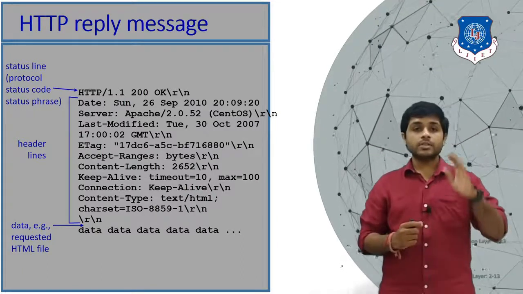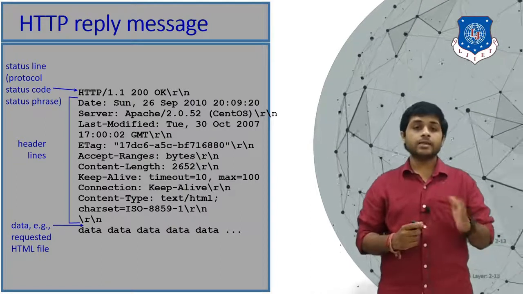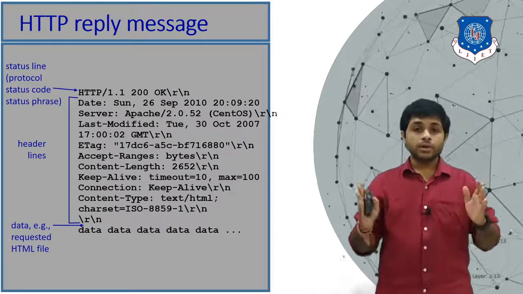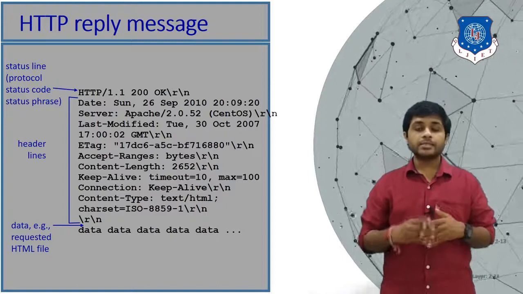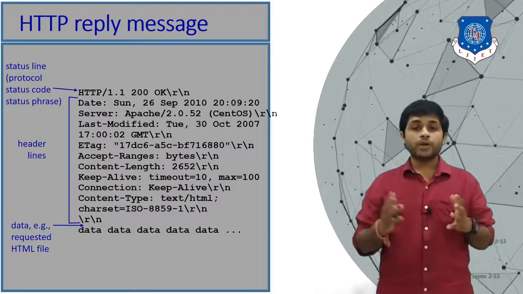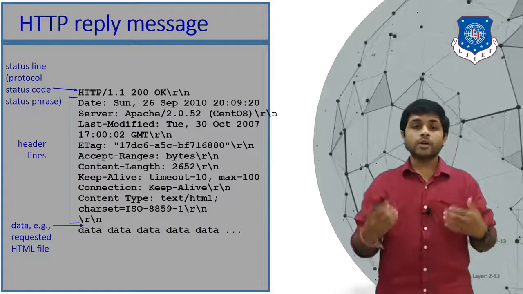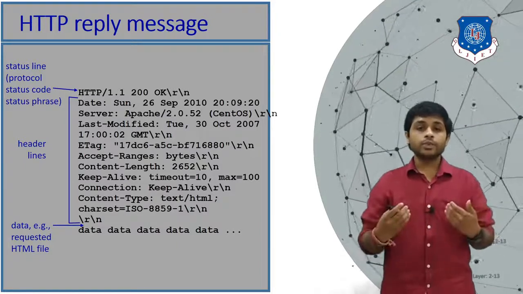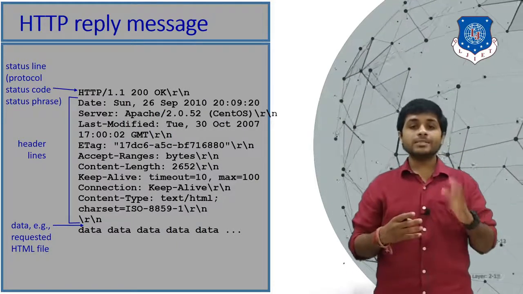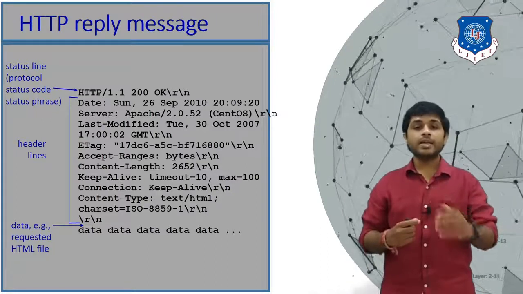And after the status and the header lines, there is the data, in which the raw data of the website is there. And when your browser receives this raw data, it knows how to convert this raw data into graphical form so you can see the website in a very efficient way.